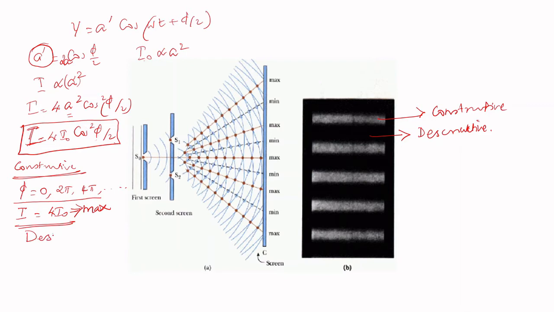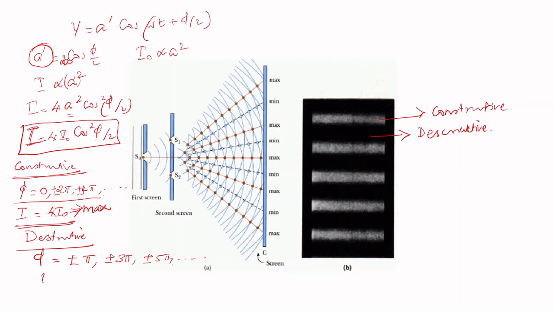Now destructive interference conditions we can check. For destructive interference conditions, phi values have to be given as plus or minus pi. Here also that is plus or minus only. Plus or minus pi, plus or minus 3 pi, plus or minus 5 pi, etc. That means odd multiples of pi. Here it is even multiples of pi. Here it will be odd multiples of pi if you give.